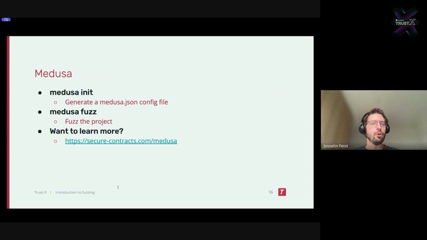When you use Medusa, there are a couple of really simple commands you should know about. Medusa init is going to generate a config file with default values. This is just going to help you know what the different options and flags you can set are. Then you can use Medusa fuzz on the code base. Basically, you start the fuzzing. If you want to learn more about all the different configurations, flags, and so on, you can go to securecontract.com/Medusa, which has all the different options and configurations you can use.